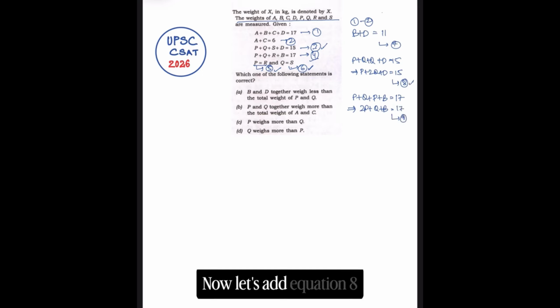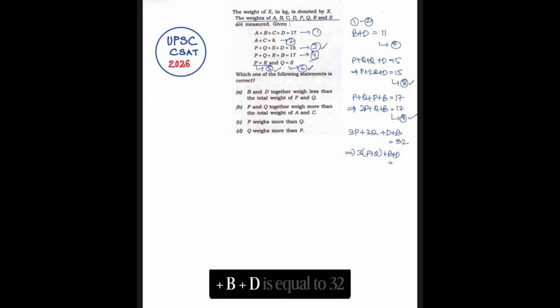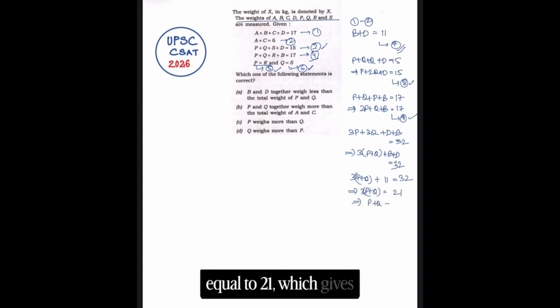Now let's add equation 8 and equation 9. So this gives us 3P plus 3Q plus D plus B is equal to 15 plus 17, which is equal to 32. This means 3P plus Q plus B plus D is equal to 32. Now we know from equation 7 that B plus D is equal to 11. So 3P plus Q plus 11 is equal to 32. This means 3P plus Q is equal to 21, which gives us P plus Q as 7. So let this be equation 10.